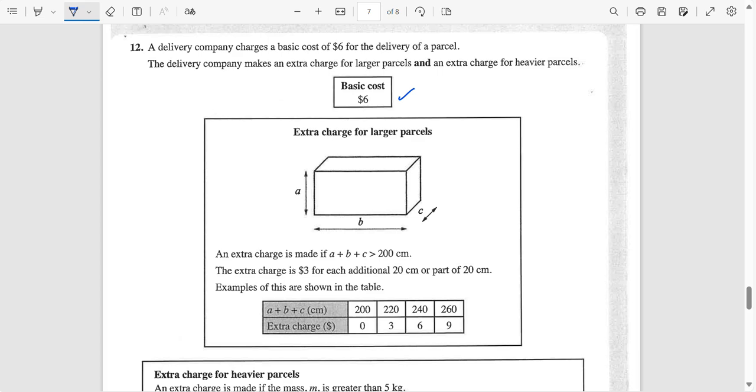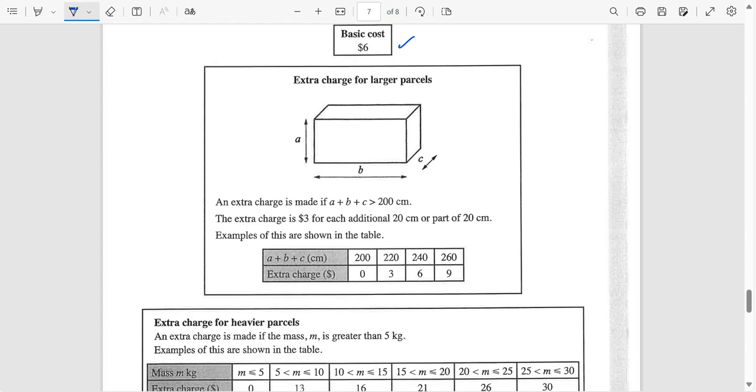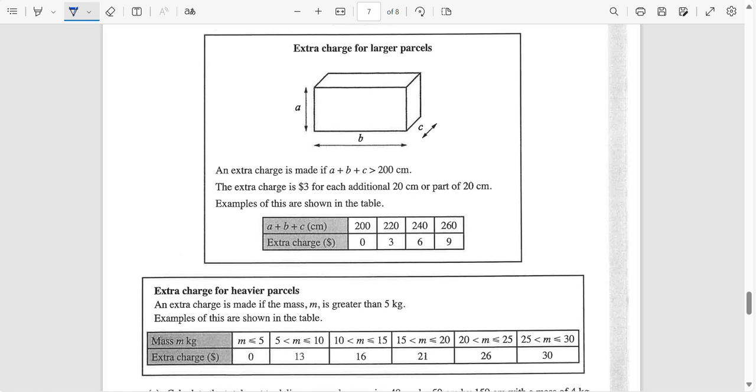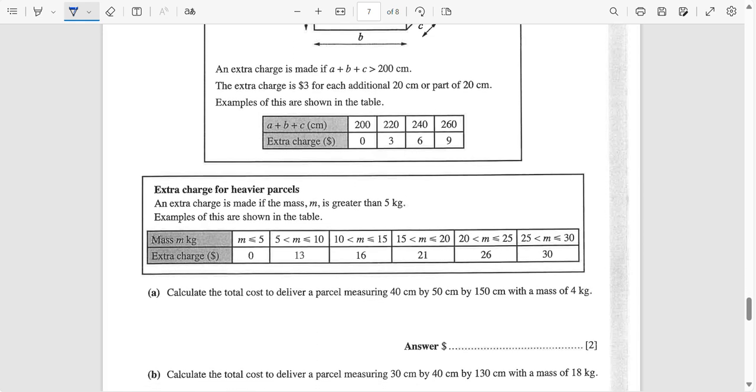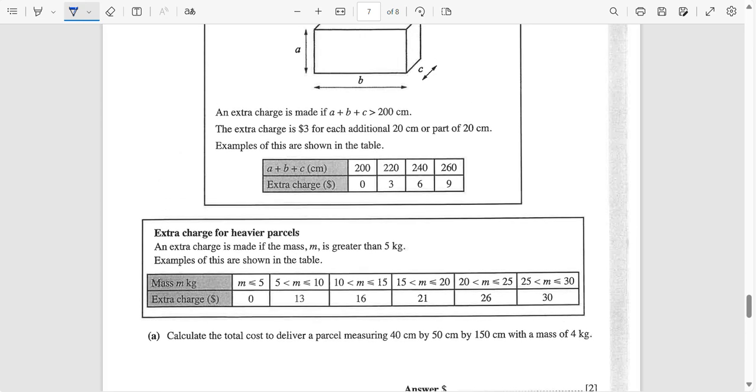So for every 20 cm is extra charge of $3. So there's extra charge for heavier parcel, and extra charge is made if the mass is greater than 5 kg. Alright.